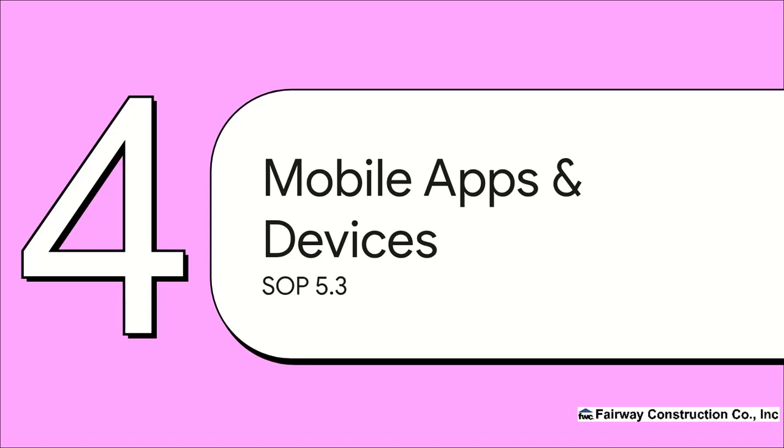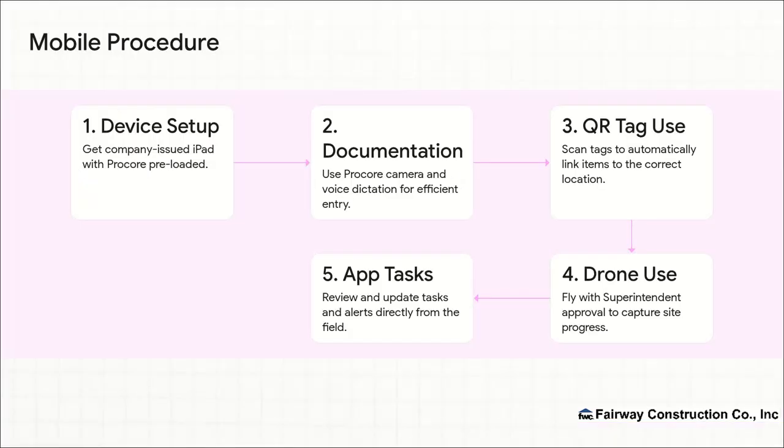All right, next up is Section 5.3. This is all about the tech you're actually holding in your hand every day, our mobile apps and devices. This 5-step process is basically your mobile cheat sheet. It takes you all the way from getting your iPad set up to using cool features like QR tags and even drones. The whole goal is to make documenting what you do in the field fast, super accurate, and totally seamless.